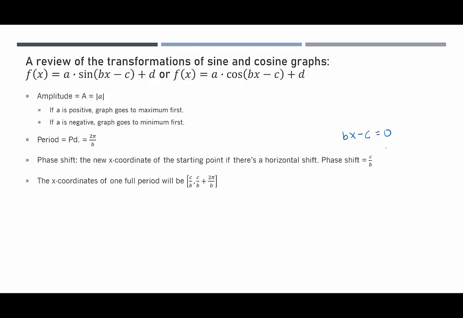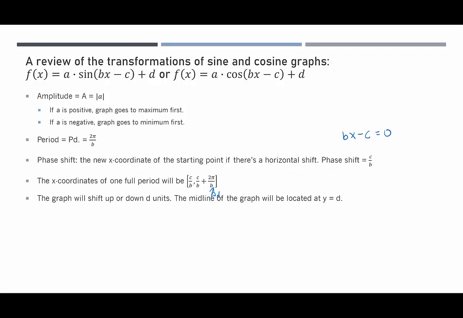The x-coordinates of one full period. So if there is a horizontal shift, and even if there's not, it's good to know the x-coordinates. The x-coordinates are going to range from that initial c over b to that starting point plus one full period, right? This is one full period. So this would tell us the starting point, the starting x value, and the ending x value.